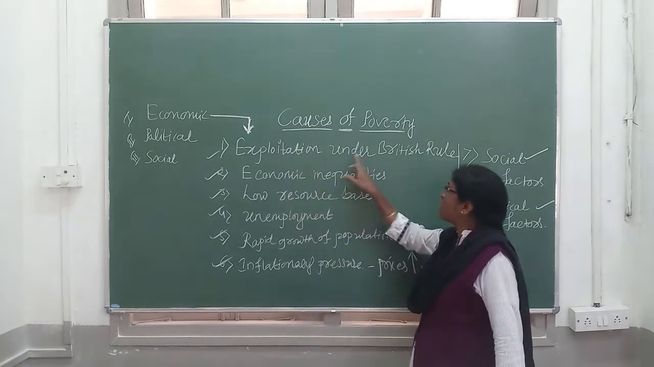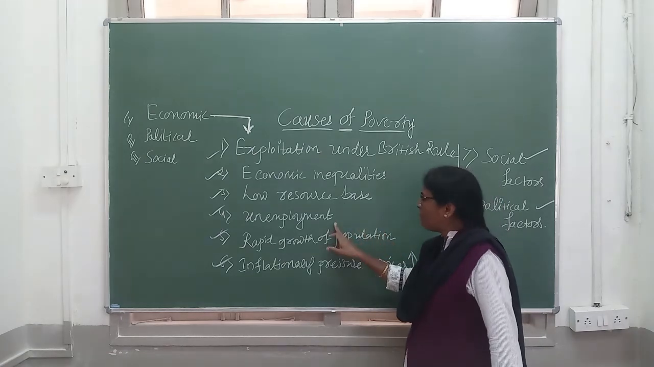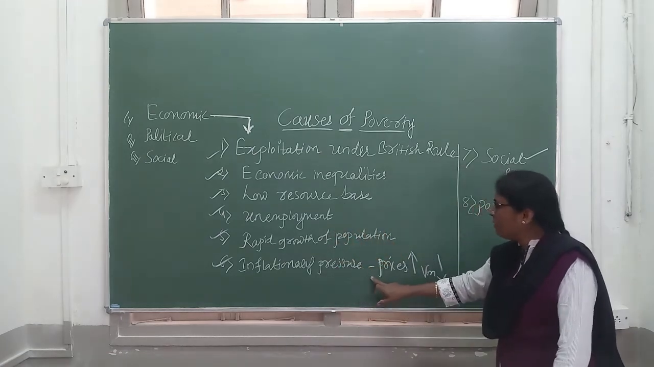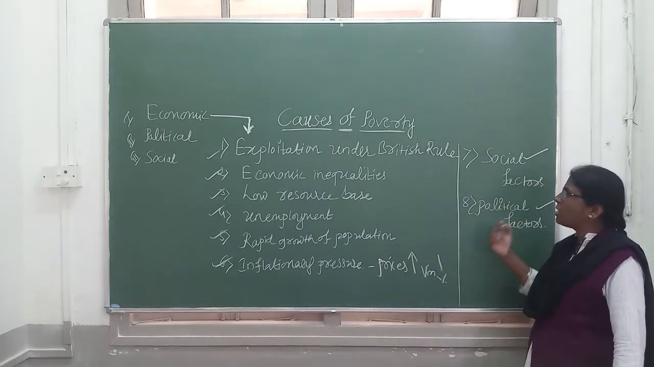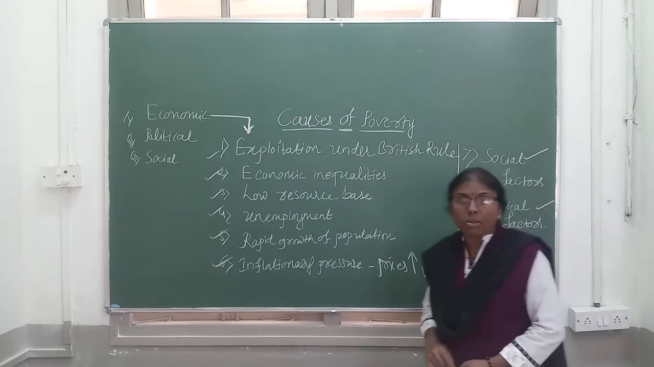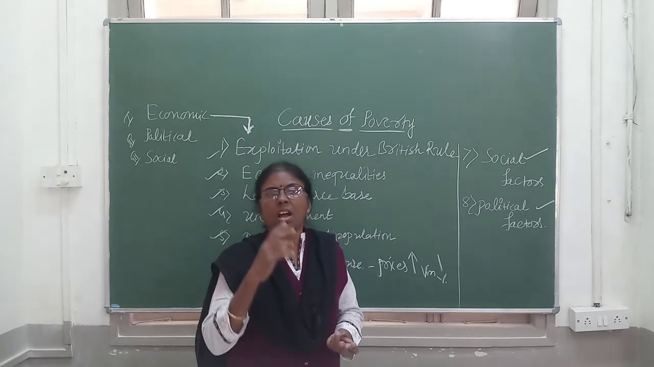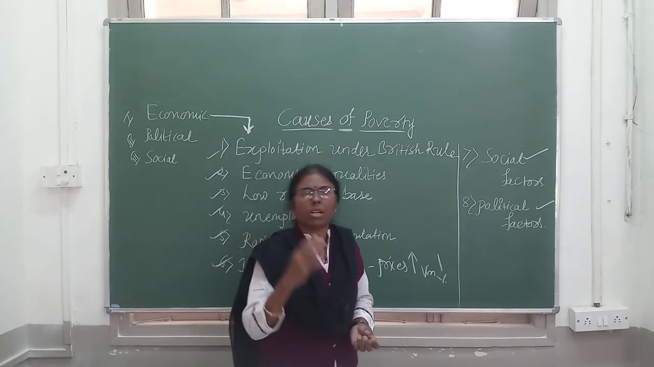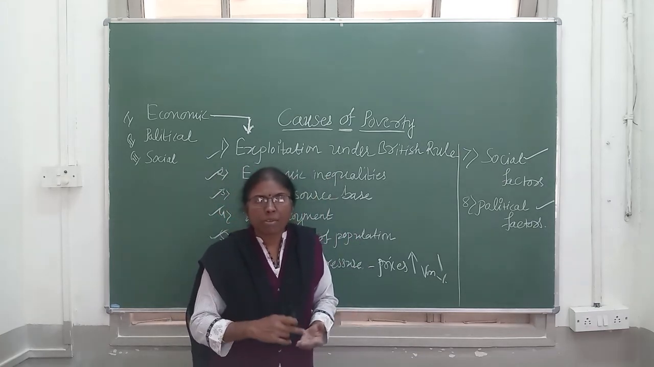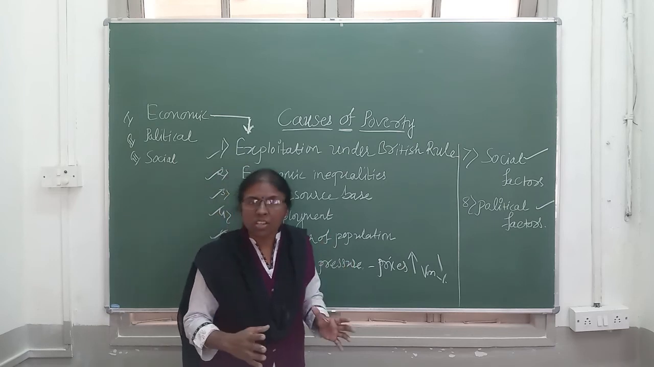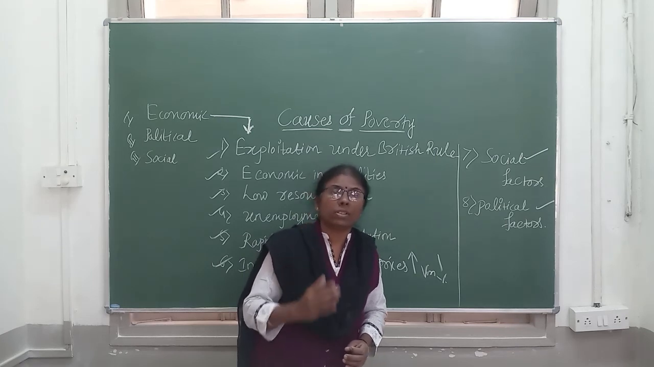Economic causes are exploitation under British rule, economic inequalities, low resource base, unemployment, rapid growth of population, and inflationary pressure, that means prices increasing and the value of money falling. And come to this side, social factors like joint family system, caste system, blind beliefs, customs, traditions, unproductive expenditure are much more. And political factors like corruption, red tapeism, favoritism, inefficient administration, these all are very important factors responsible for poverty. Is it clear?